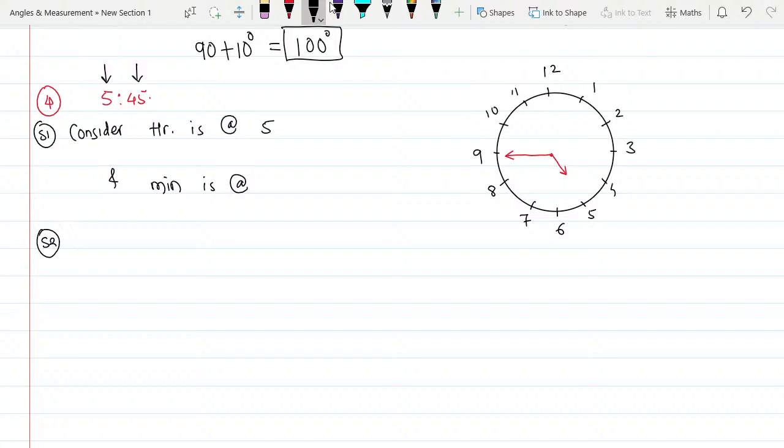Okay, second step is what? Find the angle between them. Find the initial angle. How much initial angle you will get here? Yes, please tell me the initial angle. How much initial angle you will have in between these two?